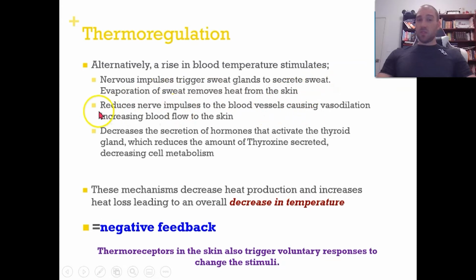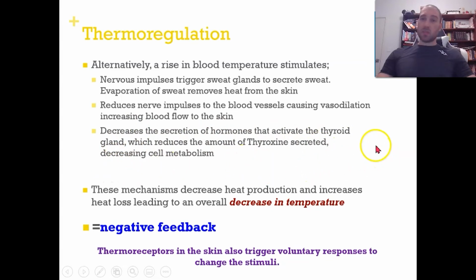Nerves go to the muscles at the start of capillaries and tell them to relax, and that means you get vasodilation, so the capillaries dilate close to your skin. That means more blood goes to the skin, so again, more heat energy gets taken away from your skin, and that cools the blood. And in terms of hormones, the thyroid gland reduces the amount of thyroxine it secretes, and that decreases cell metabolism.